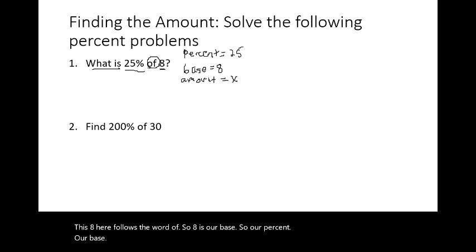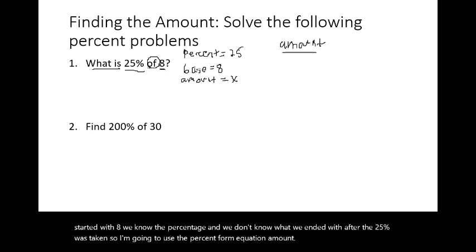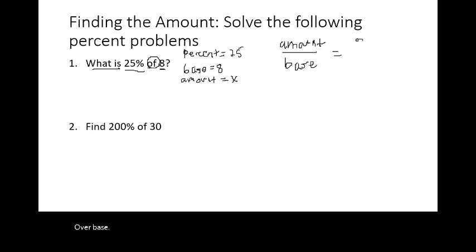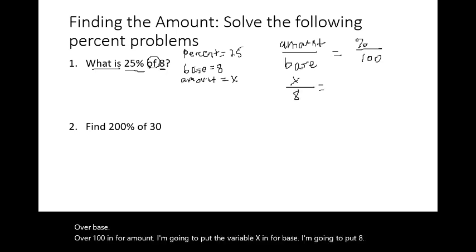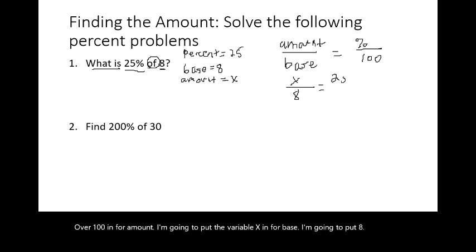So we know what we started with. We started with 8, we know the percentage, and we don't know what we ended with after the 25% was taken. So I'm going to use the percent form equation, amount over base equals percent over 100. In for amount, I'm going to put the variable x. In for base, I'm going to put 8. Equals, I'm going to put 25 in for percent as is. And then the over 100 is just part of the formula, so you're going to leave it.